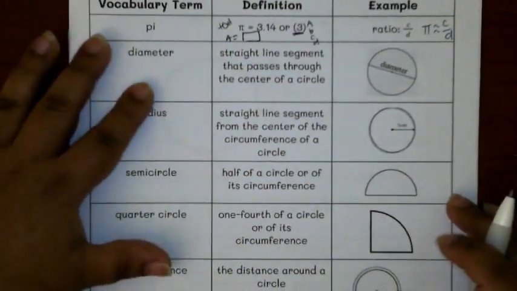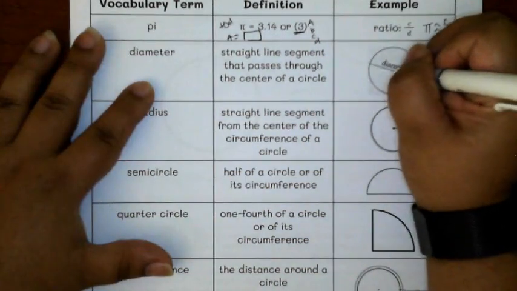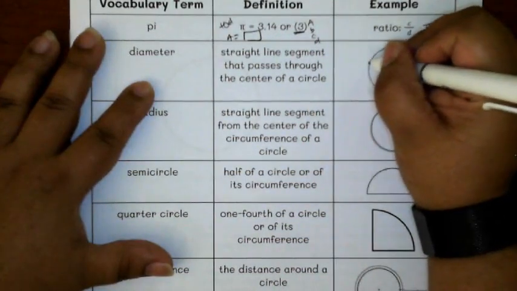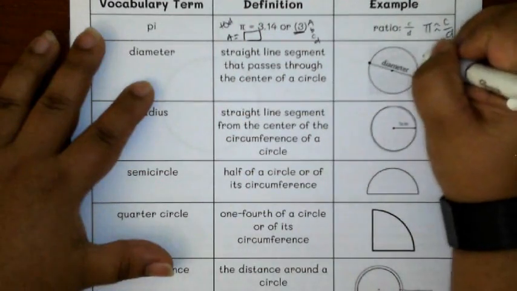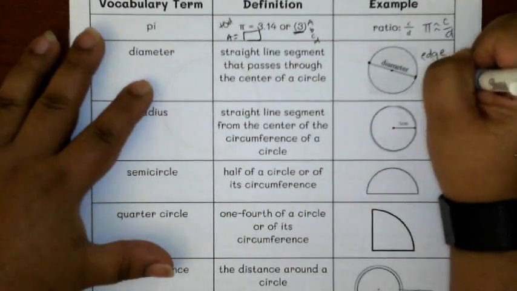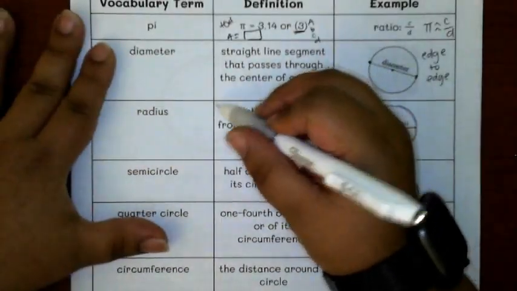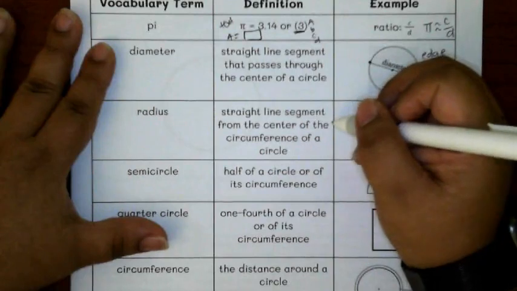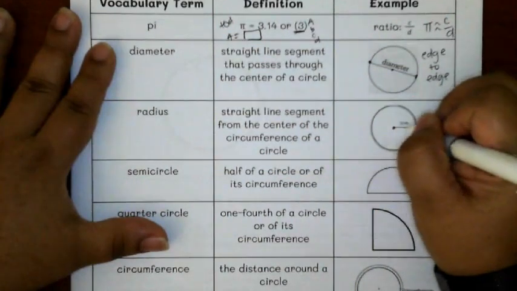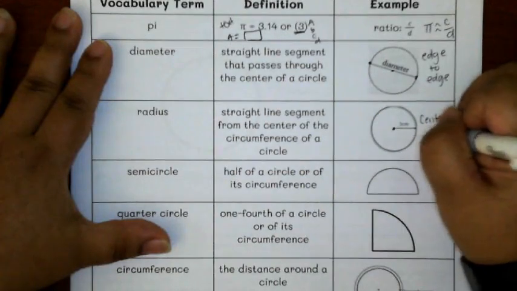Alright, so here, diameter is a straight line. It passes through the center. Here is the center, and it is going from edge to edge. Okay, so just remember that. Edge to edge is going to be diameter. Now, radius is also another straight line, but this one is only going from the center to the edge. Okay, so center to edge.